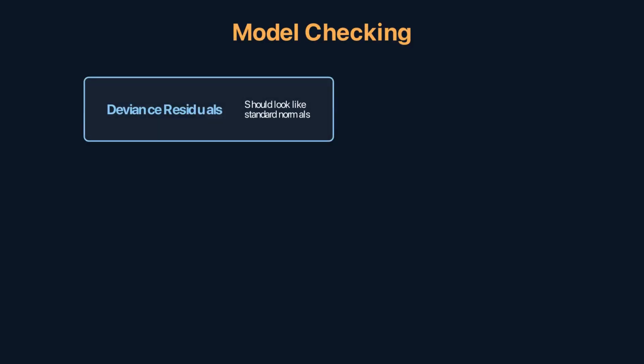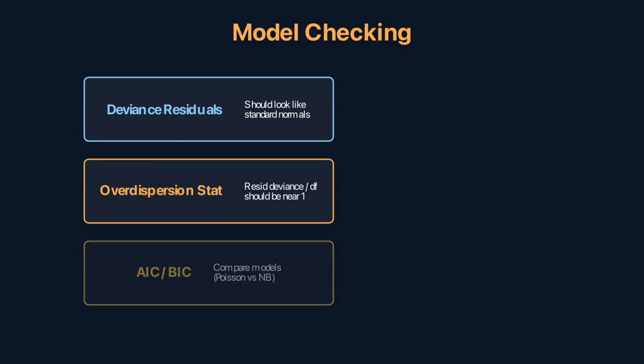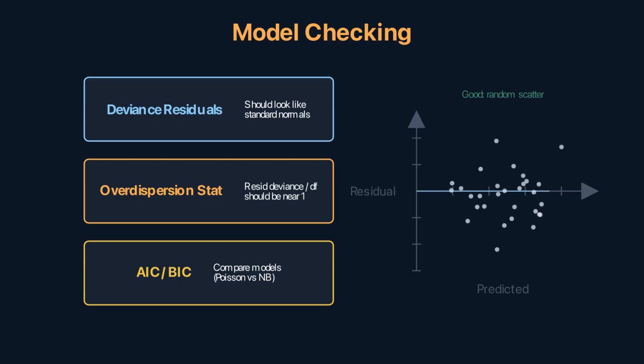How do you know the GLM is correct? Deviance residuals should look like standard normals. Plot them against predicted values and check for patterns. The overdispersion statistic, residual deviance divided by residual degrees of freedom, should be near 1. Much greater than 1 means overdispersion not captured by the model.